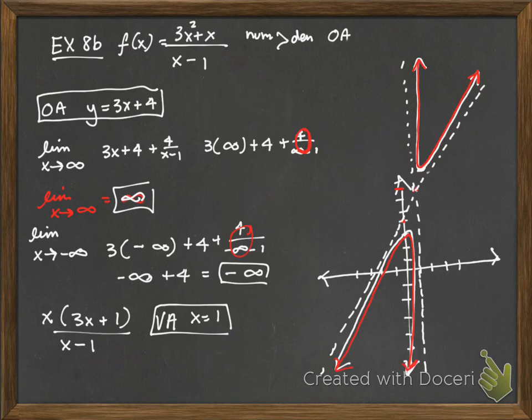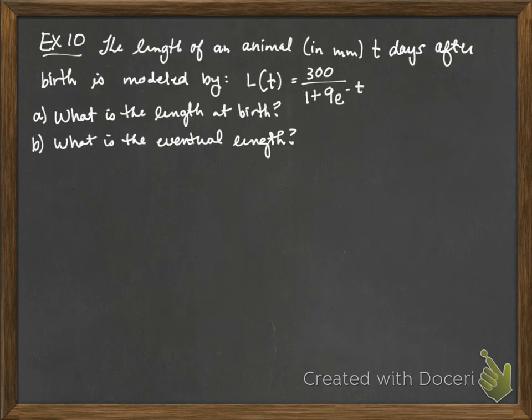And we have one more problem, and then we're done with this section. I'm going to skip example number 9 so you guys can put a big X through it. But I am going to do example 10. Example 10 says the length of an animal in millimeters t days after birth is modeled by the equation L(t) equals 300 over 1 plus 9e raised to the negative t. What is the length at birth, and what is the eventual length?